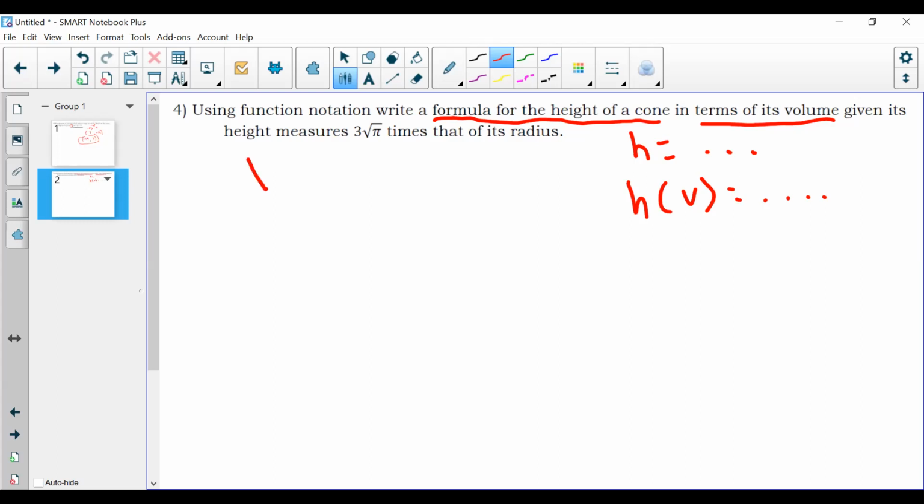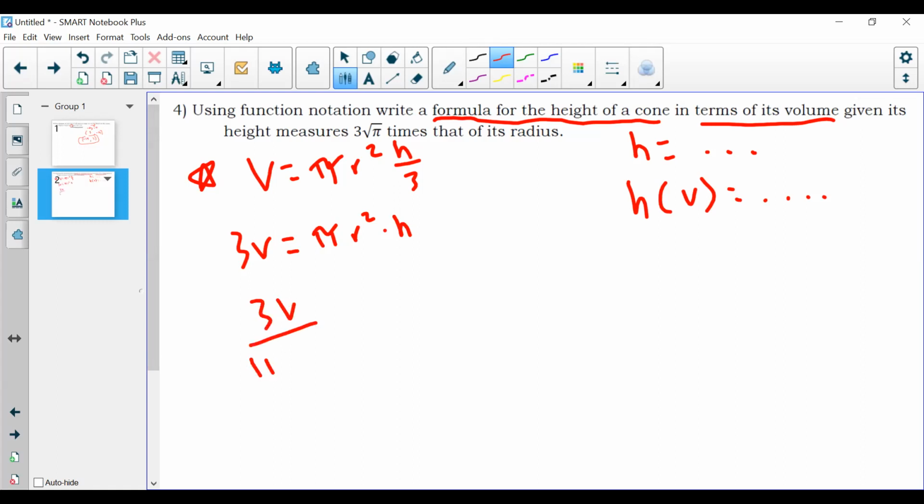What we're going to do instead is start with the formula for the volume of a cone, which is pi r squared times height divided by 3. Pi r squared, the base, times height, all divided by 3. And I'm going to solve this for h, because I want to write it in terms of v. So I'll multiply by 3 to move that over. So 3v equals pi r squared times height. Divide by pi r squared to get 3v divided by pi r squared, and that all equals my height.